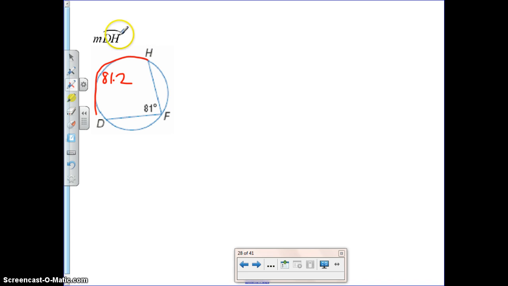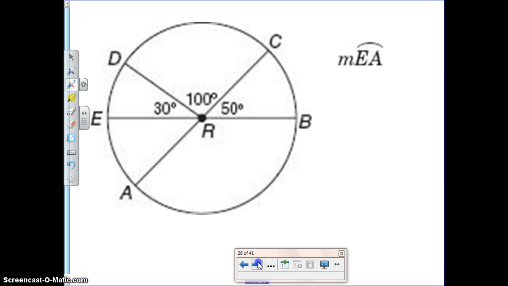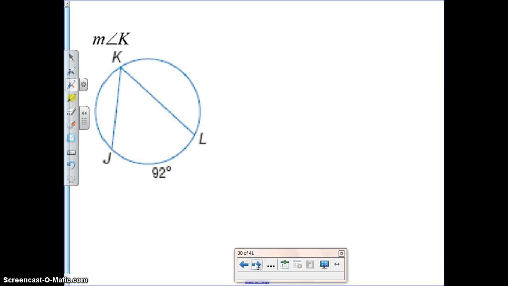So the measure of that arc is going to be 162 degrees. All right. Here we have a central angle again. So if they ask us to find EA, we're going to use the fact that here we have a semicircle. So this is 130, which means this has to be 50 to make up that semicircle of 180 degrees.